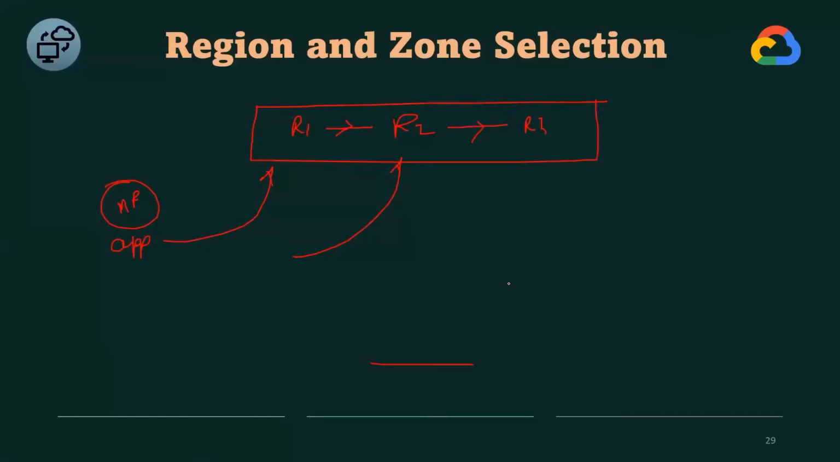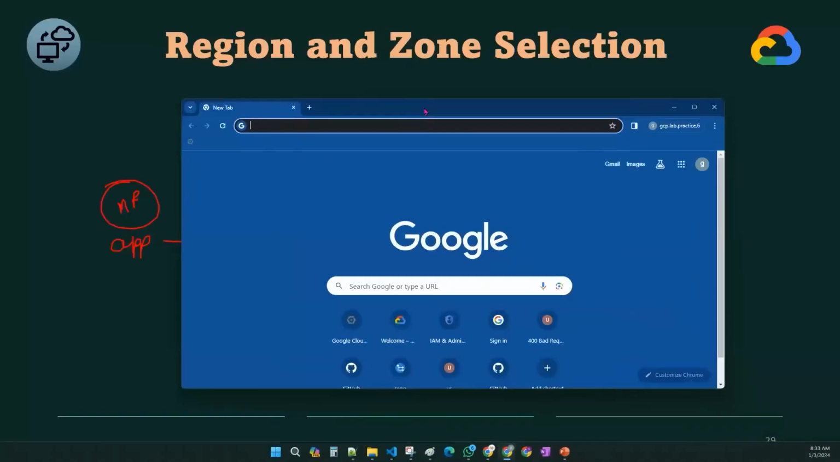But Google Cloud, or any other cloud, gives you one option: you can go for multi-zones or multi-regions, or a single zone or single region. When you select multiple regions, the data will automatically be stored in multiple regions or multiple zones. Let me show you that option.